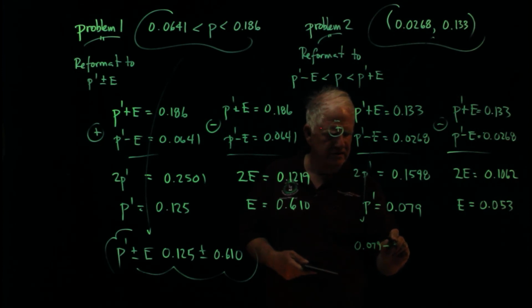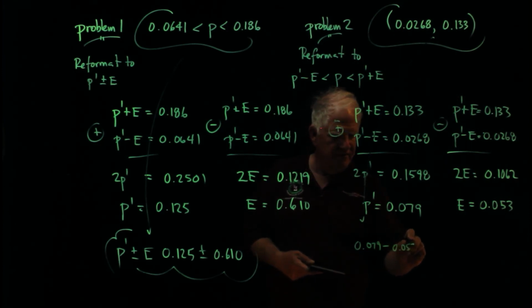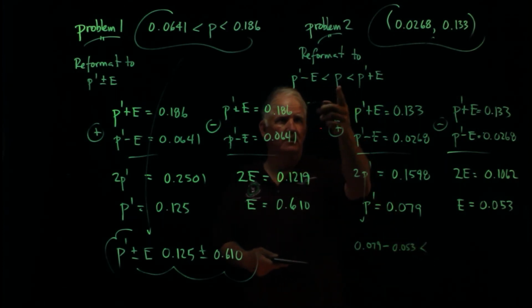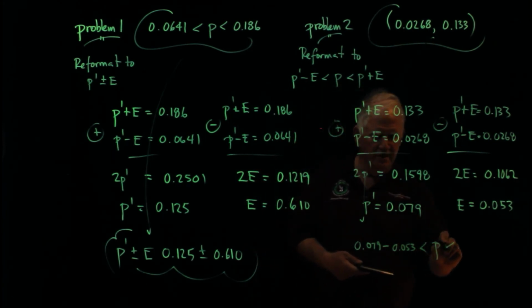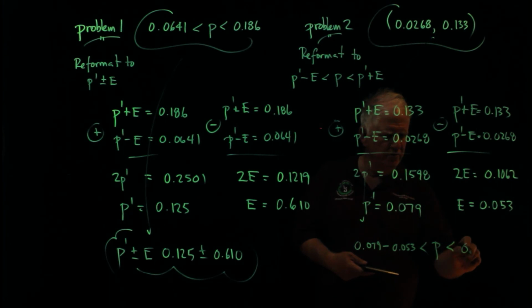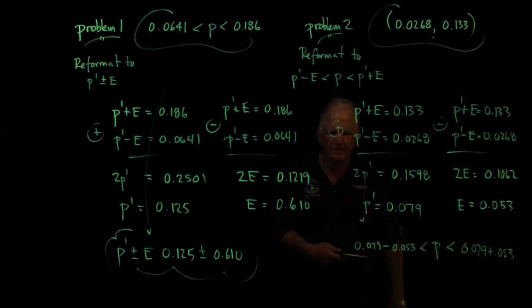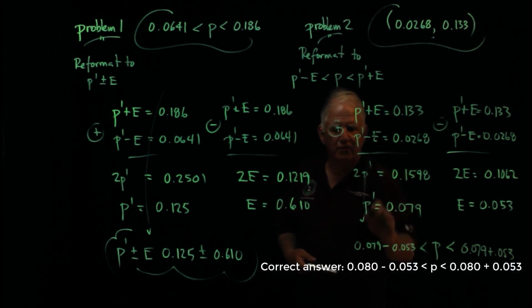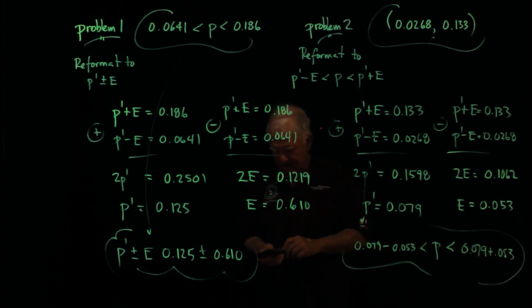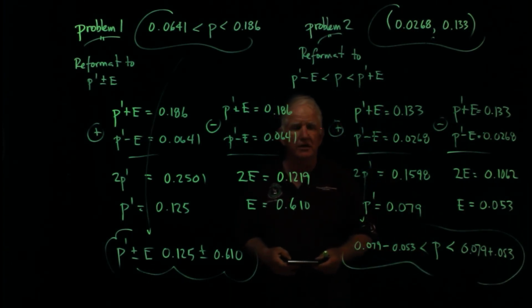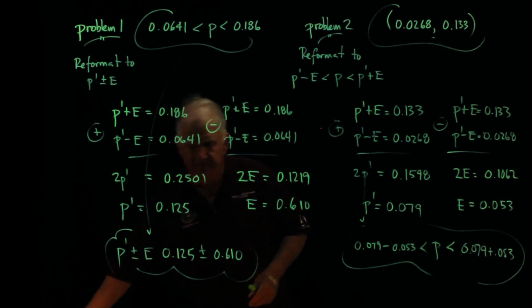0.079 minus 0.053 is less than P. I just did it right, I did it right. Is less than 0.079 plus 0.053. That form to this form. Okay, we're going to leave those behind and get into some little stronger problems now. See you soon.